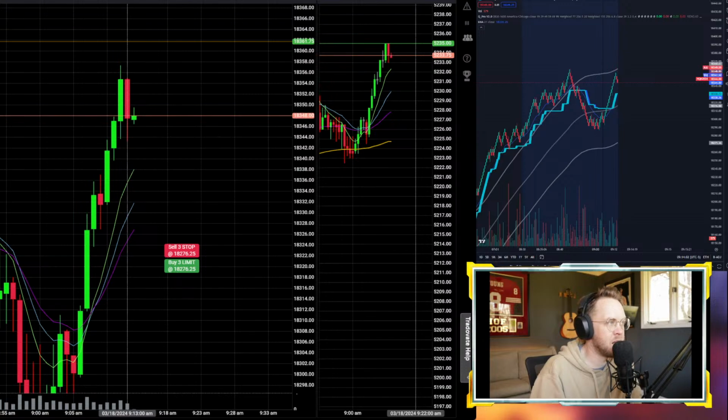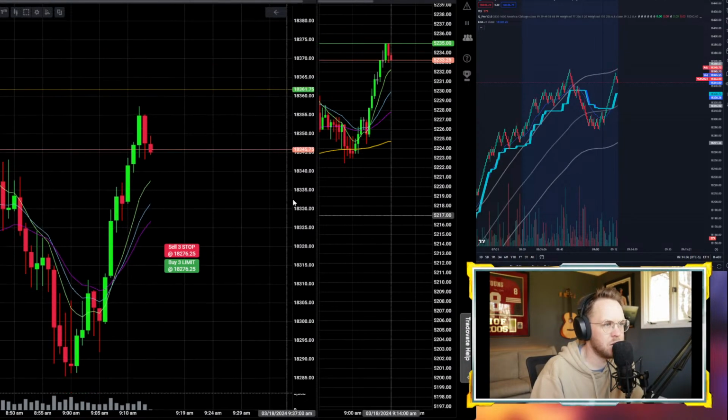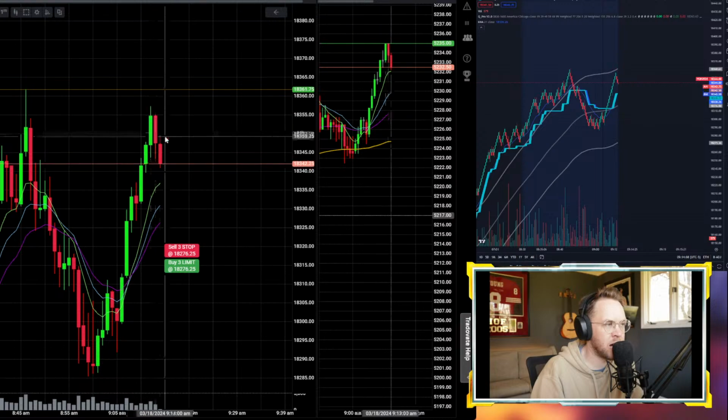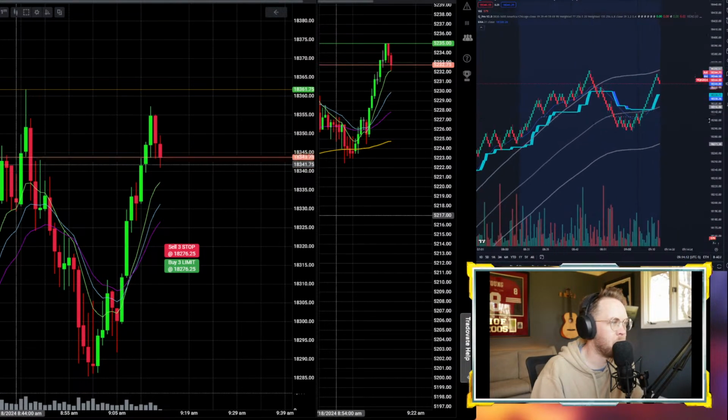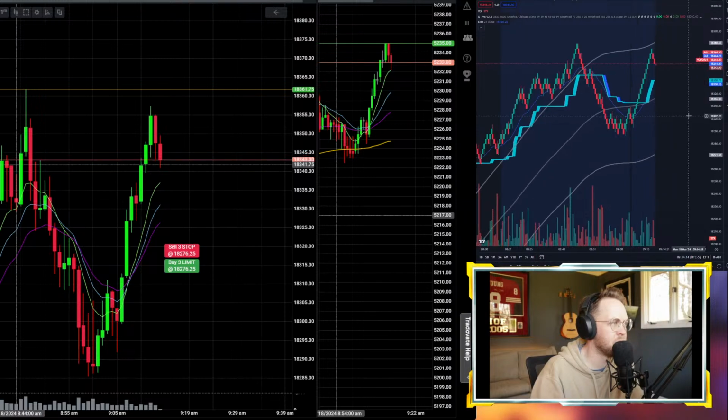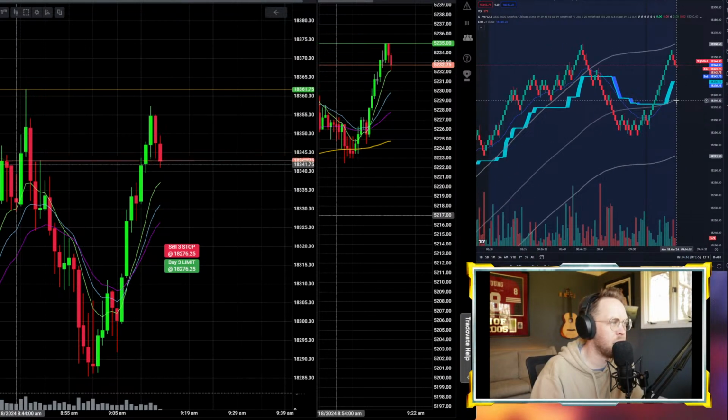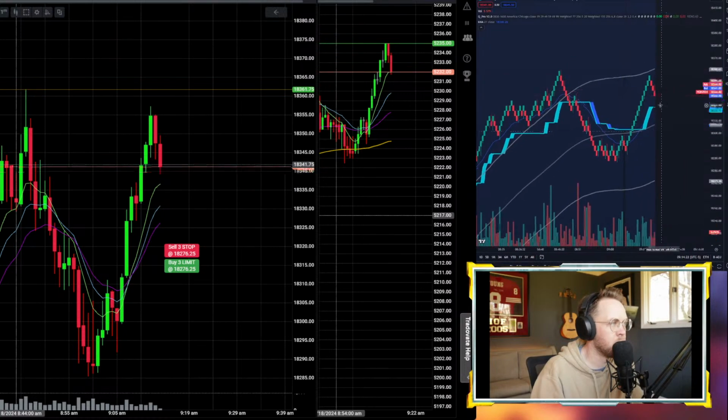I am not in. I might look for a long here. We'll see. We definitely have a higher high, so I'd probably be looking for a long here, roughly off of this middle band. If we can get down here to 315, might look for a long. You can also look for a long here off of this.